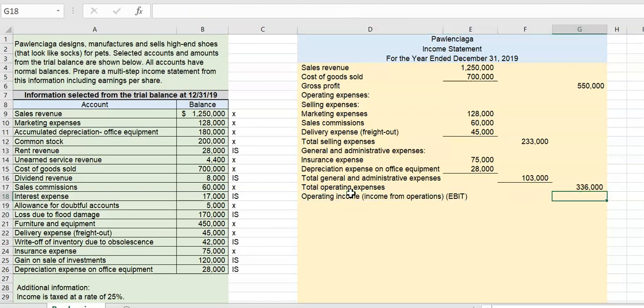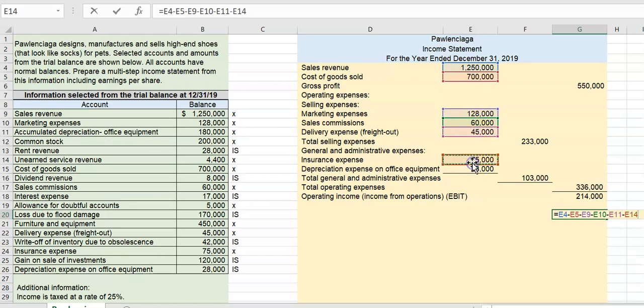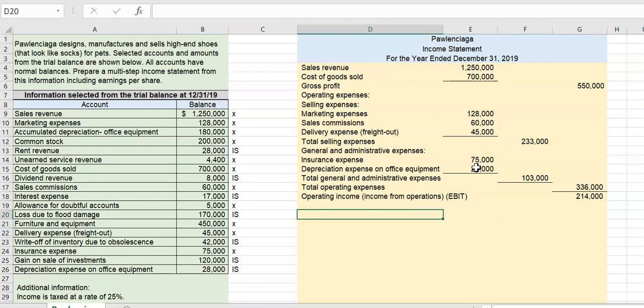And so what would the company's earnings before interest and taxes be? That should be an easy question. Gross profit minus operating expenses. Another way of looking at this, if I wanted to check my number, I can say, well, it's my sales revenue minus cost of goods sold, minus marketing expenses, sales commissions, delivery expense, insurance expense, and depreciation expense. And I get the same number. So I know everything's accounted for properly.